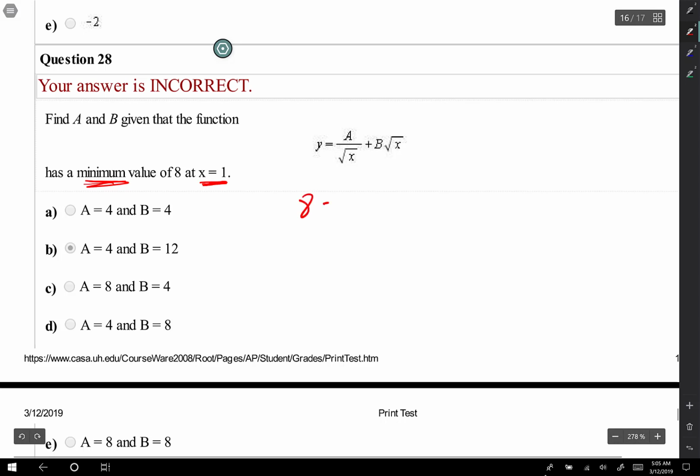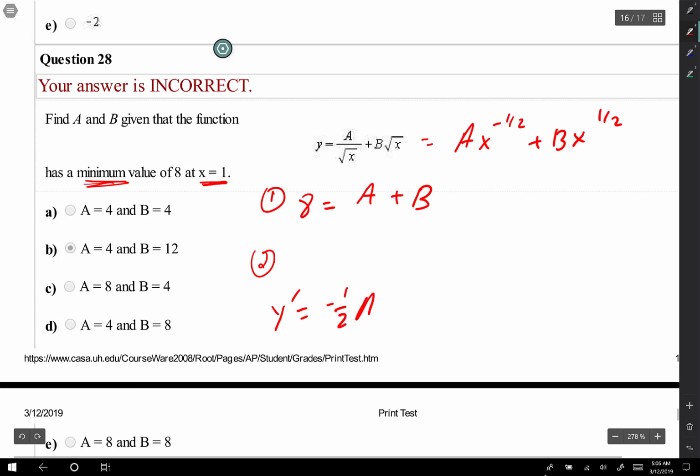So I'm going to write 8 equals a divided by square root of 1, which is 1, plus b. So there's equation 1. Equation 2. We'll take the derivative. So first, let's take the derivative. I'm going to rewrite it: a x to the negative half plus b x to the half. So here we go. y prime is equal to negative 1/2 a x to the negative 3/2 plus 1/2 b x to the negative half.